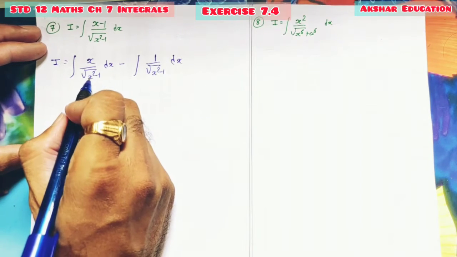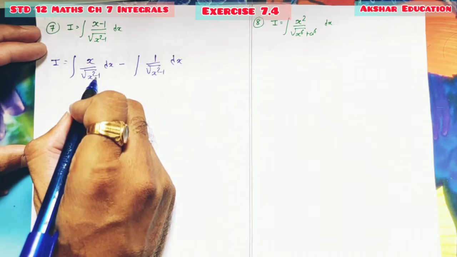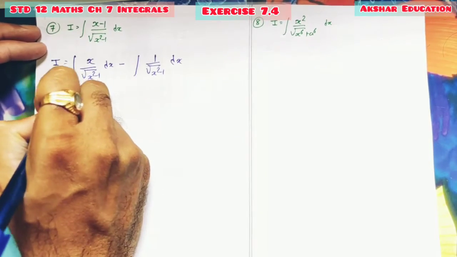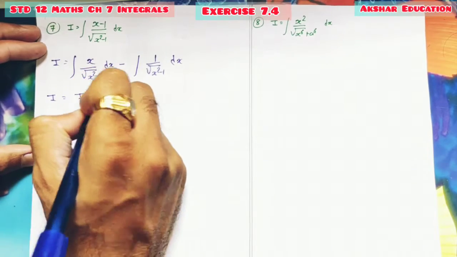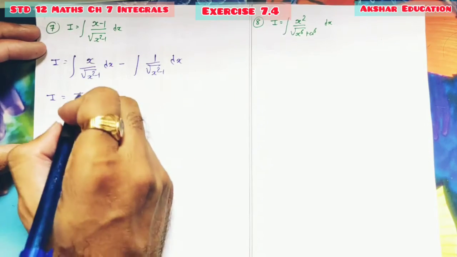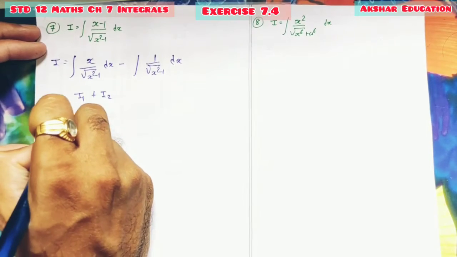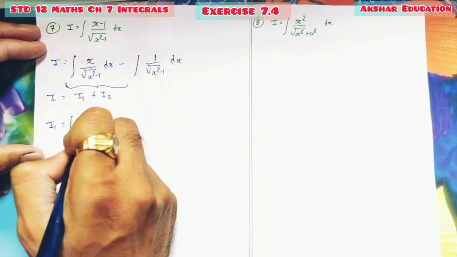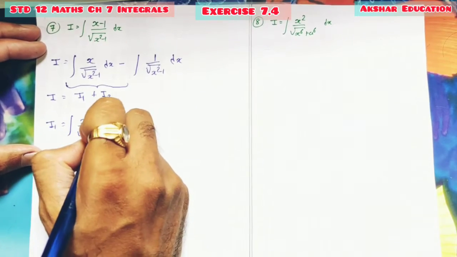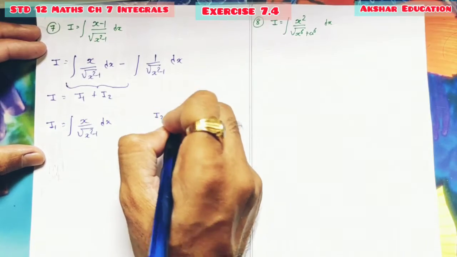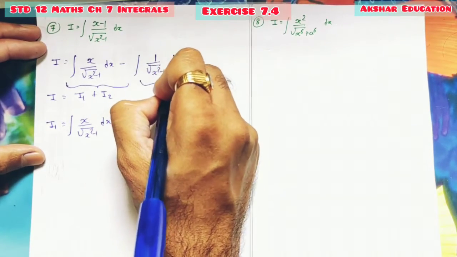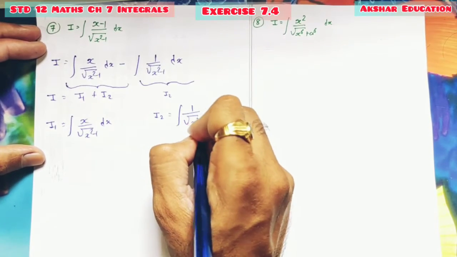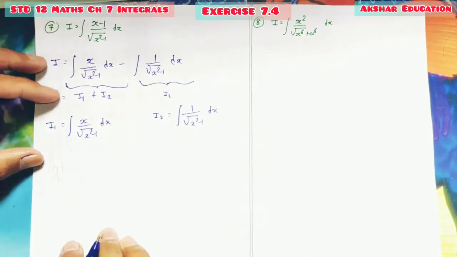Now take the substitution of this x square minus 1 as t. So we are getting 2x dx in numerator. So this is nothing but the integration I equal to these two integrations I1 and I2, where our I1 is integration of this one, x upon square root of x square minus 1 dx, and our I2 is integration of this part, 1 upon square root of x square minus 1 dx.